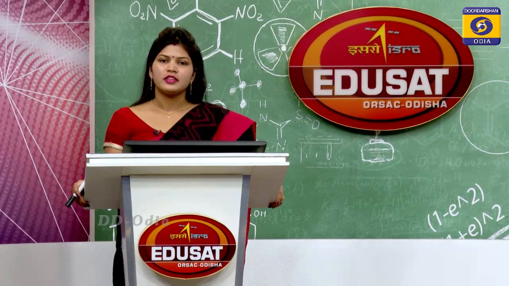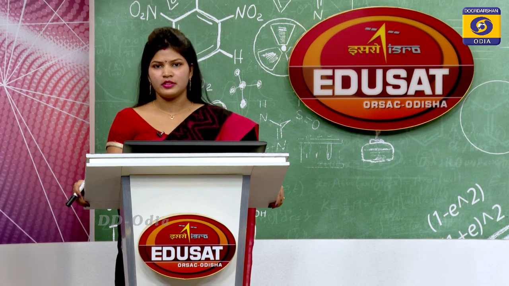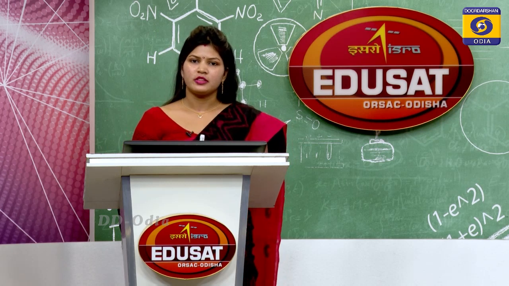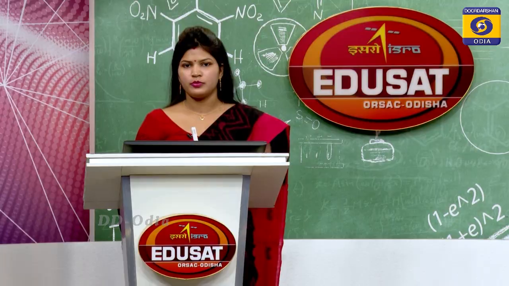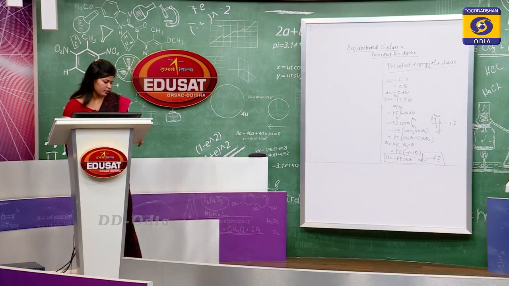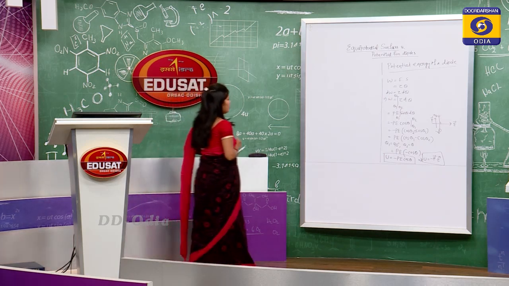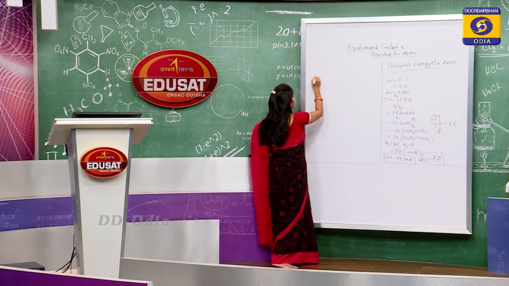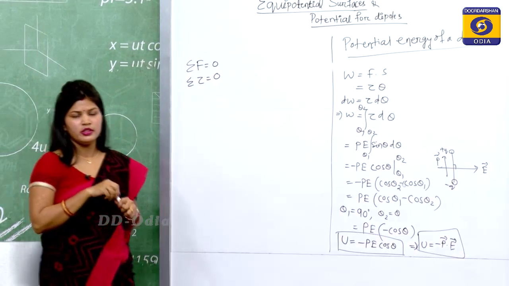We will discuss equilibrium of a dipole inside an electric field. What is equilibrium? Equilibrium of an object or a system is where net force and net torque are 0. Equilibrium is of two types, stable equilibrium and unstable equilibrium. So, when net force is 0 or net torque is 0, we can say the object is in equilibrium.